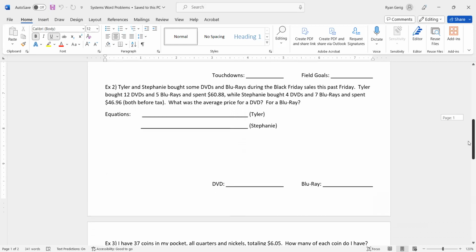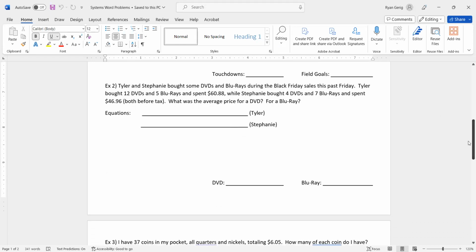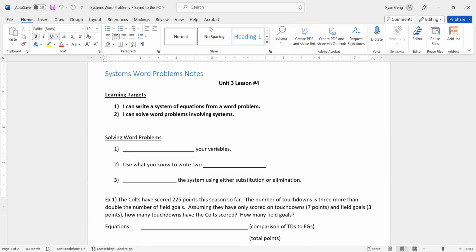Second example. Tyler and Stephanie bought some DVDs and Blu-rays during the Black Friday sales this past Friday. Tyler bought 12 DVDs and 5 Blu-rays and spent $60.88. Stephanie bought 4 DVDs and 7 Blu-rays and spent $46.96. What was the average price for a DVD and for a Blu-ray?